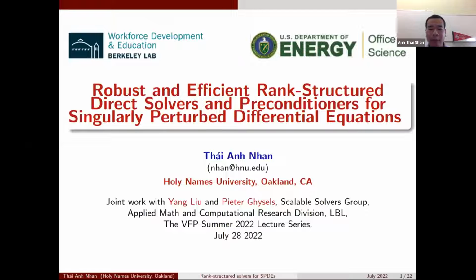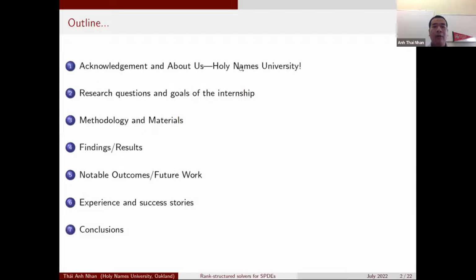And because I only have 10 minutes, I should do everything quickly. So let me begin. So here is the outline. I have 10 minutes, but 7 items, so it's a lot. But they are basically the items that I picked from Nikia's list, so that I just focus on the things that I want to talk about.